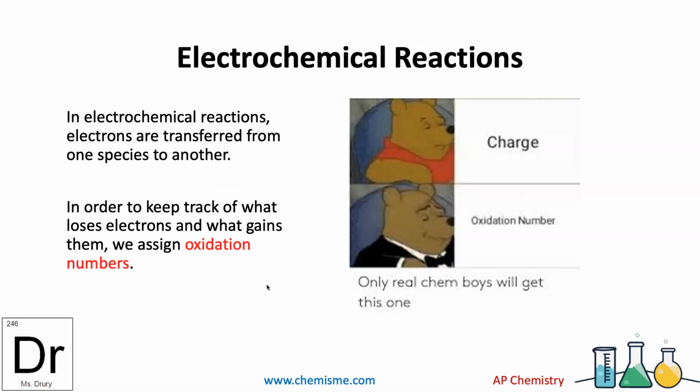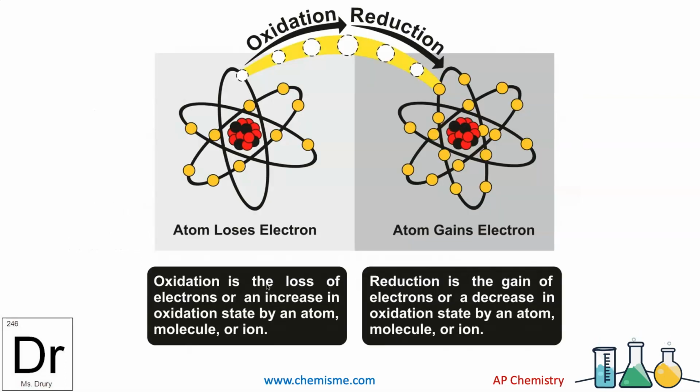So first, electrochemical reactions mean that electrons are transferred from one species to another. And in order to keep track of which loses electrons and which one gains them, we assign oxidation numbers. The charge and oxidation number are usually the same for an individual ion. But with polyatomic ions, like SO4 minus 2, that minus 2 is the charge of SO4, but each S and O gets an individual oxidation number. And even pure elements, which have a charge of 0, will have an oxidation number of 0.